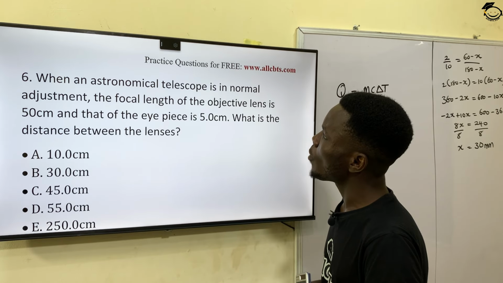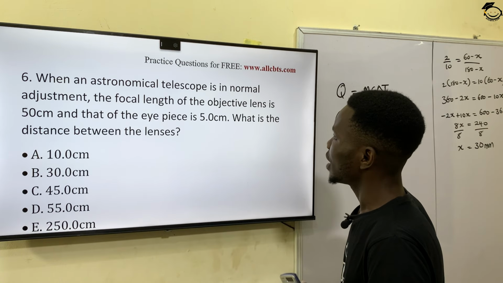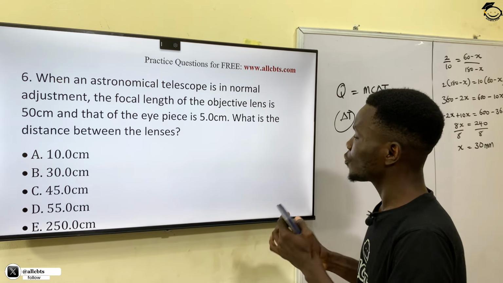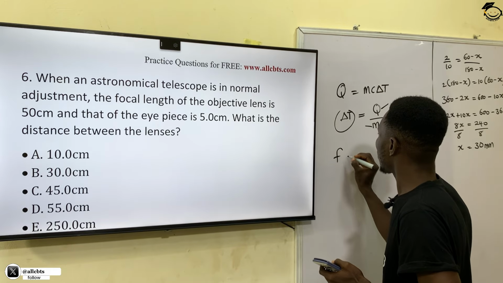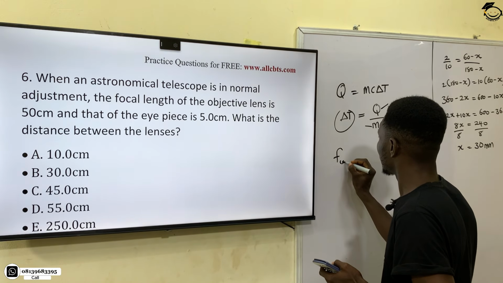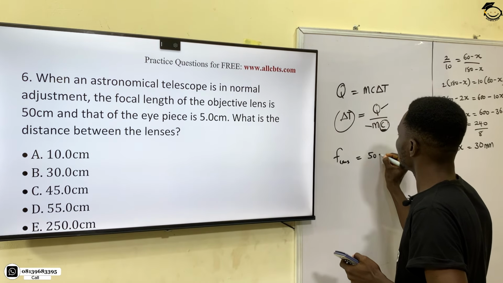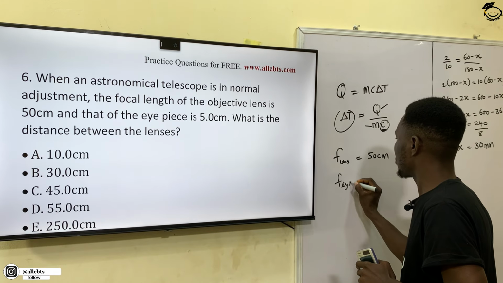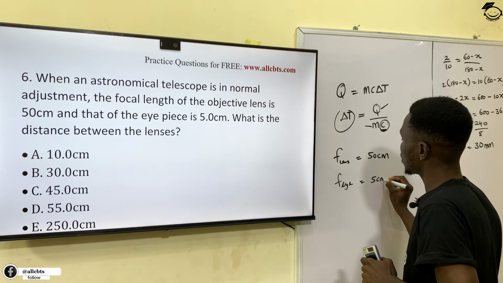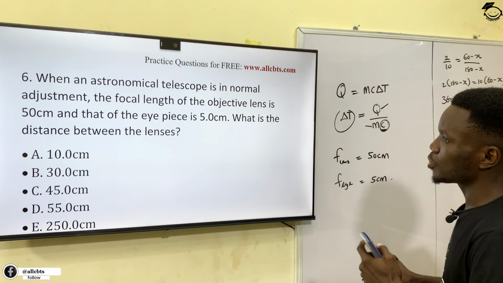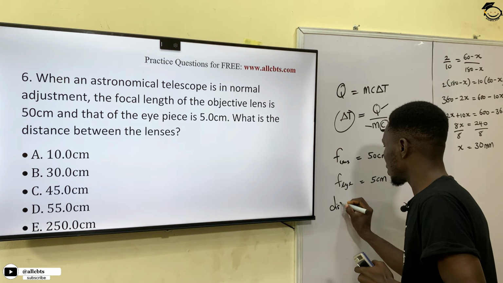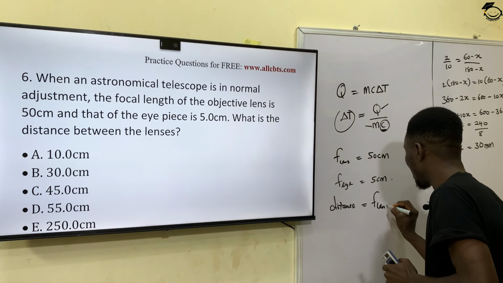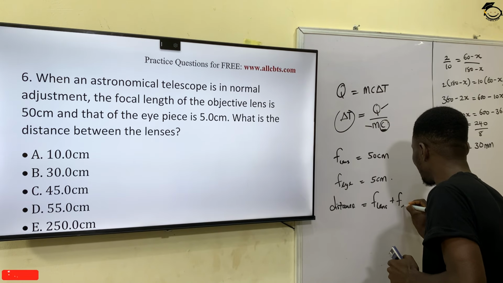We say, when an astronomical telescope is in normal adjustment, the focal length of the objective lens is 50 centimeters. So we have the focal length of the objective lens to be 50 centimeters, and the focal length of the eyepiece is 5 centimeters. What is the distance between the lenses? The distance between the lenses is the focal length of the objective lens plus the focal length of the eyepiece.